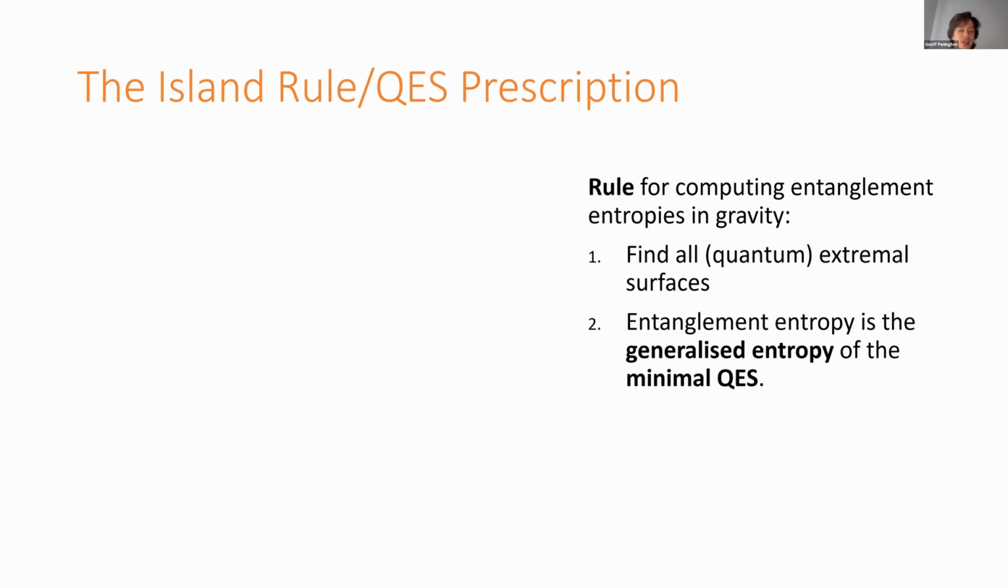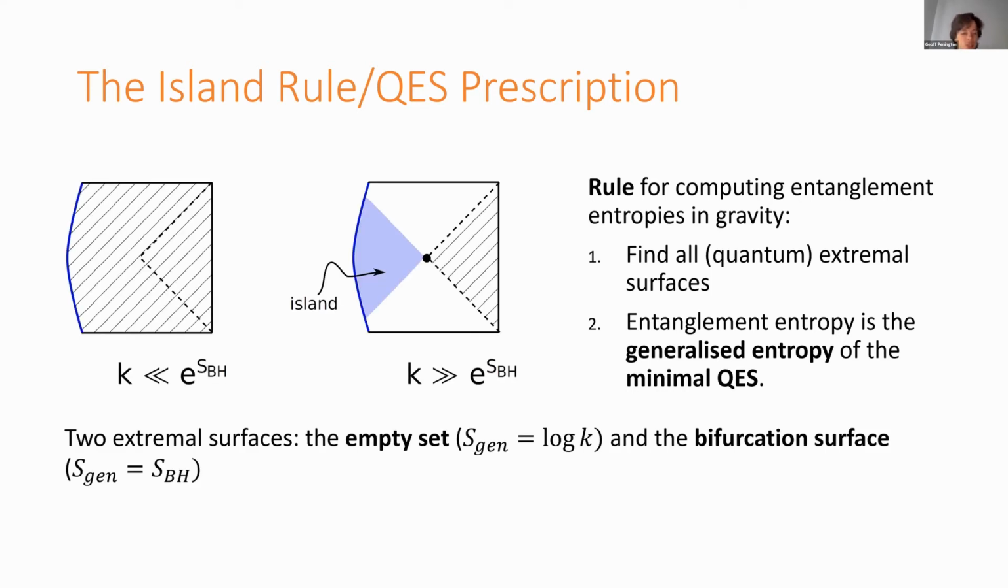Okay, so how does this rule apply in our case? Well, in this case, we have two extremal surfaces. They're codimension 2, so they're just a discrete number of points in 2 dimensions. The first extremal surface is just the empty set. And the second is a classical extremal surface that sits at the bifurcation surface of the black hole. What are their generalized entropies? Well, the generalized entropy of the bifurcation surface is area over 4G Newton, so the Bekenstein-Hawking entropy of the black hole, plus the entanglement entropy of this dashed line region. There are no bulk degrees of freedom in this dashed line region, so that's 0. So the full generalized entropy is just the Bekenstein-Hawking entropy.